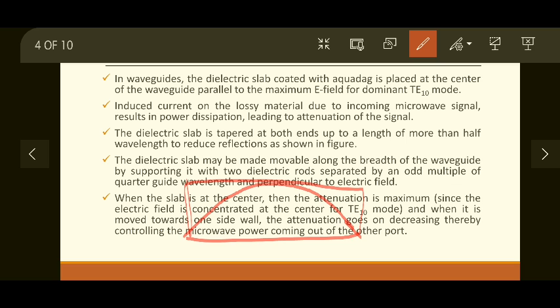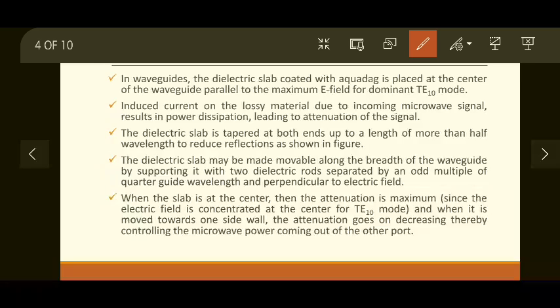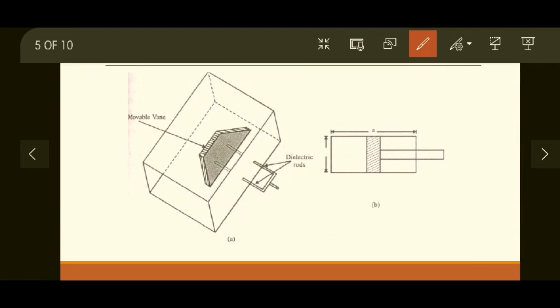The dielectric slab may be made movable along the breadth of a waveguide by supporting it with two dielectric rods separated by an odd multiple of a quarter guide wavelength and perpendicular to the electric field. It's a very long statement, so let's see what it means. The dielectric slab is made movable along the breadth of a waveguide. So on your screen you can see the movable vane attenuator.